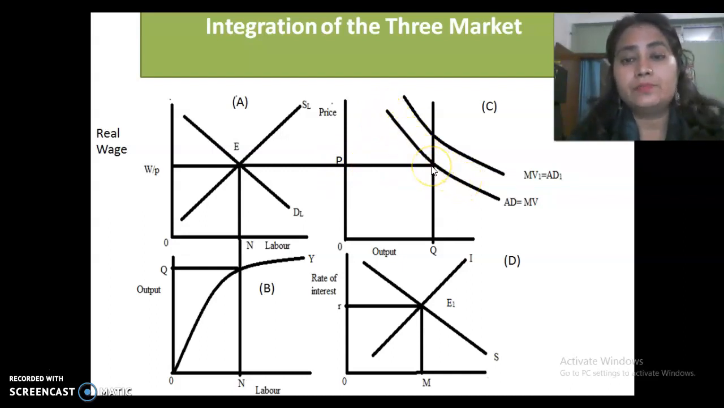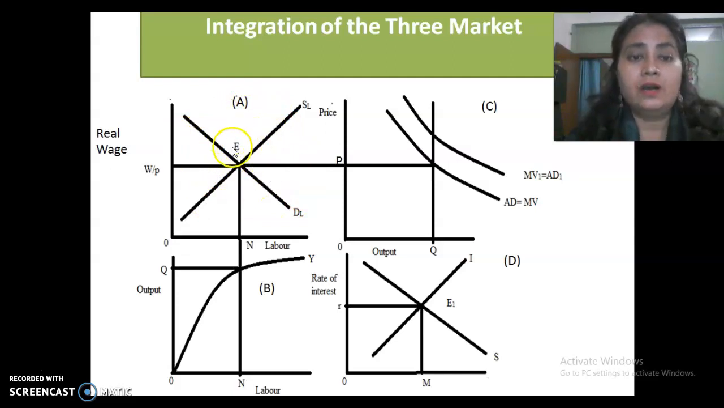Now suppose the monetary authority of a country increases the supply of money in the economy. As a result, the MV curve will shift to MV1. What will happen? As a result, there will be an increase in the price level. When there is an increase in the price level, as we have already discussed, if the quantity of output remains constant but there is an increase in the price level, what will happen? The wage rate will also increase. At the increased wage rate, there will be disequilibrium in the labor market.